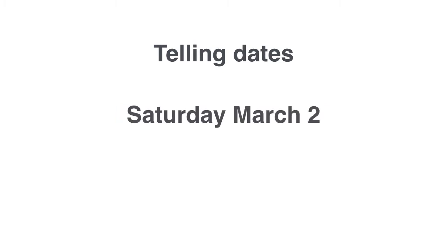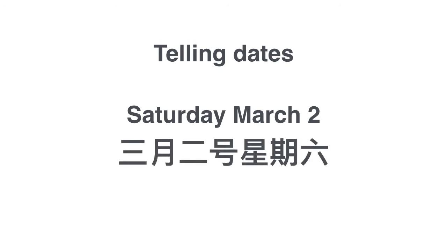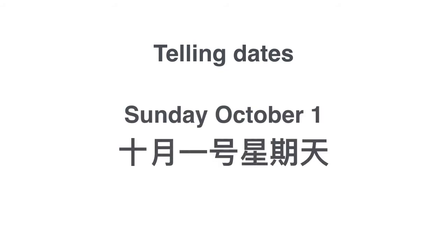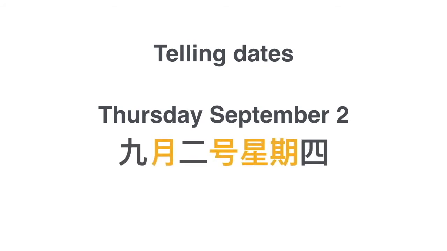Saturday, March the 2nd. How do you say that? 3月2号, 星期六. Very good. How about Monday, December the 30th? 12月30号, 星期一. Very good. How about Sunday, October the 1st? 10月1号, 星期天. How about Thursday, September the 2nd? 9月2号, 星期四. Very good.